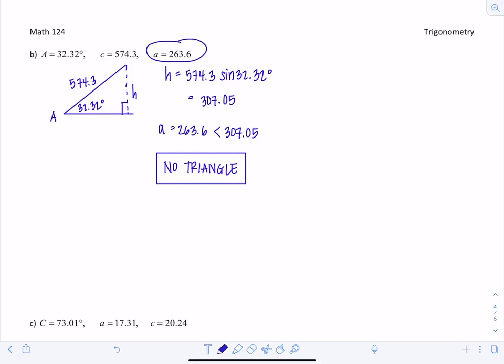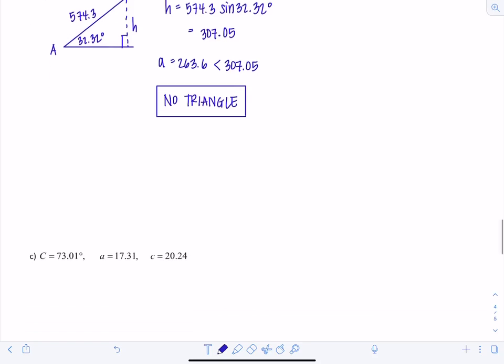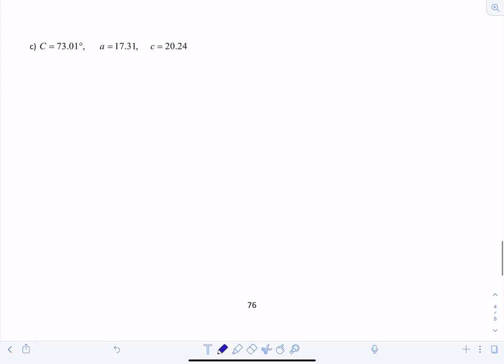All right. Moving on, I know it's depressing when we don't get to make a triangle, so things will get spicier from here on out. Angle C is 73.01 degrees, side A is 17.31, and side C is 20.24. Always draw the angle; I think it's easiest on the left. Here's angle C, 73.01 degrees. I'm not going to draw side C just yet. And then this is side A, 17.31. First things first, I'm going to find H. So H equals 17.31, that side that's next to the angle, times sine of 73.01 degrees, and this comes out to 16.55.